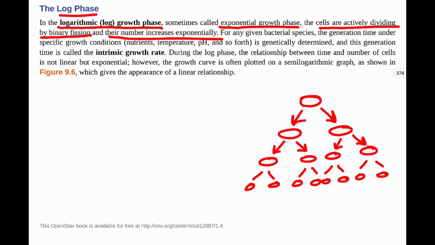So for any given bacterial species, the generation time under specific growth conditions, so what kind of nutrients are available, how much of them, the temperature, if it's optimal or not, pH, if it's optimal or not, etc., is genetically determined. So depending on the genetics for a given bacterial species, under certain growth conditions, we can know their generation time. This generation time is called the intrinsic growth rate. So we will know the growth rate given certain parameters.